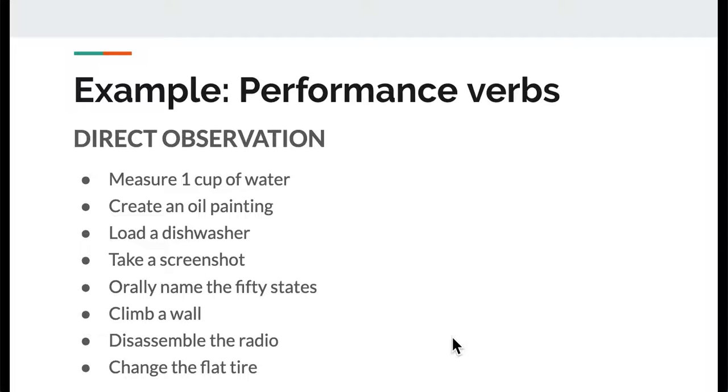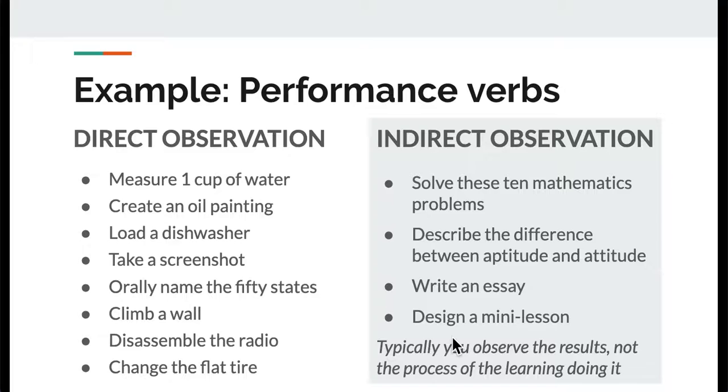There are some kinds of performance verbs that are indirect. Solve these 10 mathematics problems, where you just handed the student a worksheet. You may not see how they do it, but when they hand in the worksheet, you will see evidence of their work. If you ask students to describe the difference between aptitude and attitude, it is an unobservable description until they speak it.